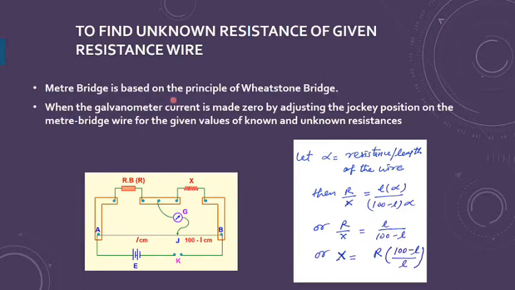Now this first application with you, which is very much mentioned in your syllabus, and the theory paper also, it can be asked, is to find the unknown resistance of the given resistance wire. Of course, we have discussed the meter bridge. It works on the Wheatstone bridge principle only, and we have to make the galvanometer deflection equal to 0. Now if I am putting R here and X here, X being the unknown resistance, then R upon X equals L upon 100 minus L.